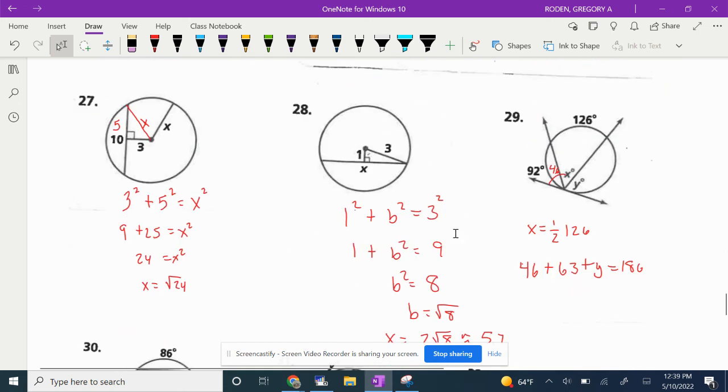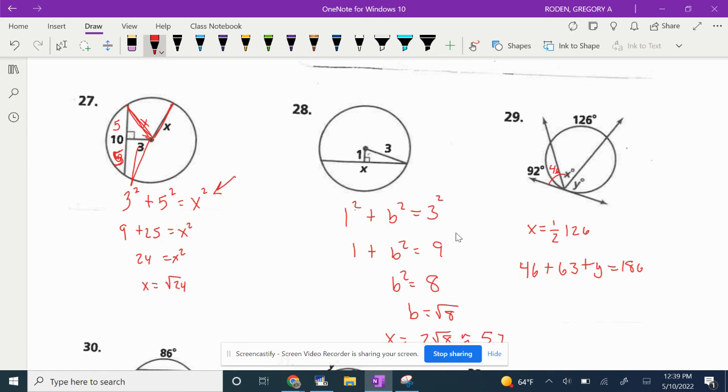All right, the next one, these are kind of interesting problems. This one right here, this x is just a radius. So what I did is just move that radius over to this side to make it a right triangle. And since this is equidistant right here from here to here, this has to be 5. So x is the hypotenuse of this right triangle right here.